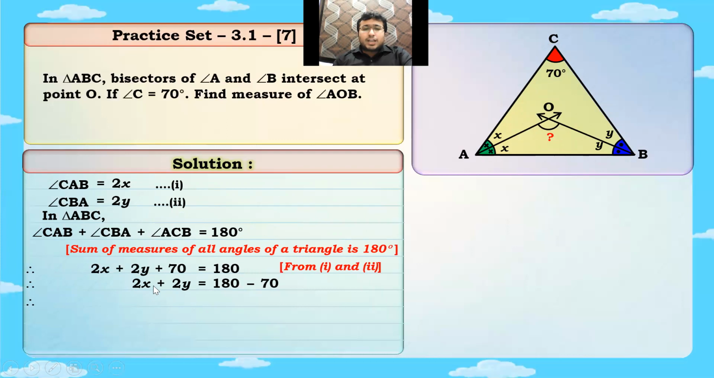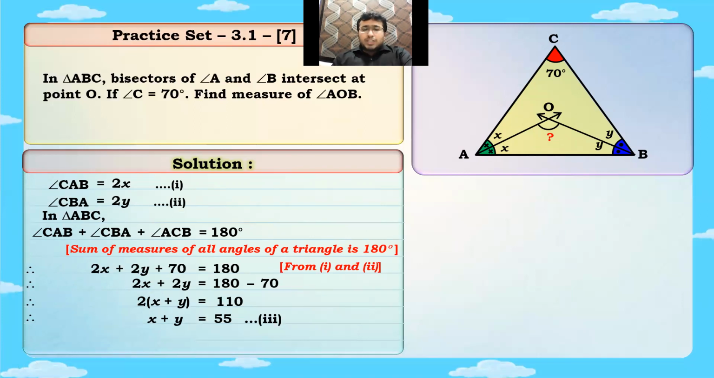Yes, super. We can take 2 common. So in the bracket what remains is x plus y is equal to 180 minus 70. 180 minus 70 will give you 110. It is 2 bracket x plus y. So student, 2 multiplication comes here and becomes division. So students, x plus y is equal to 110 upon 2. Tell me students, what is 110 upon 2? Yes, it is 55 and we mark this as result number 3.